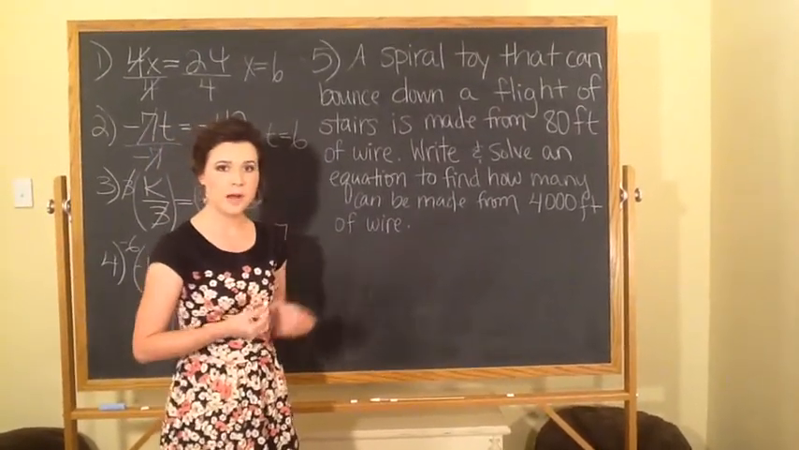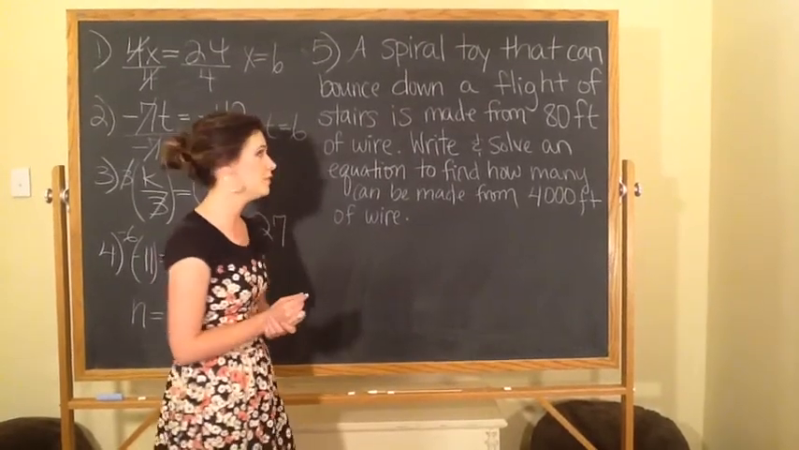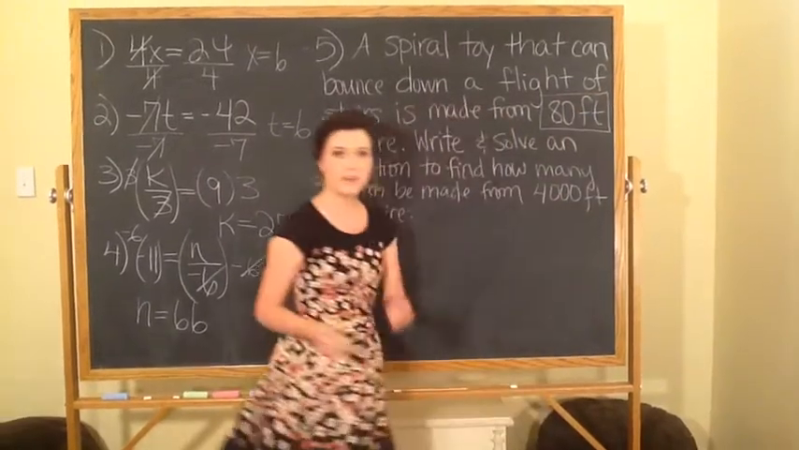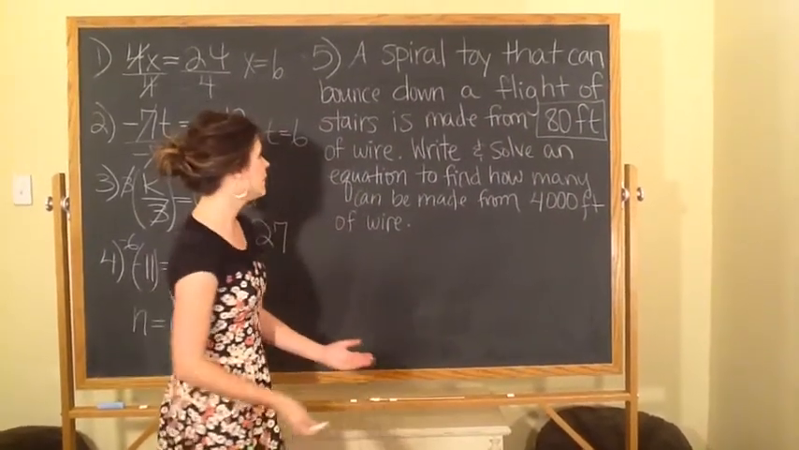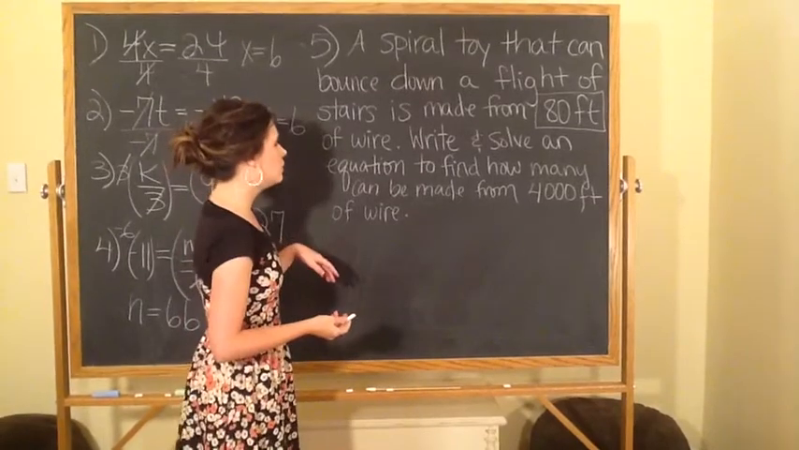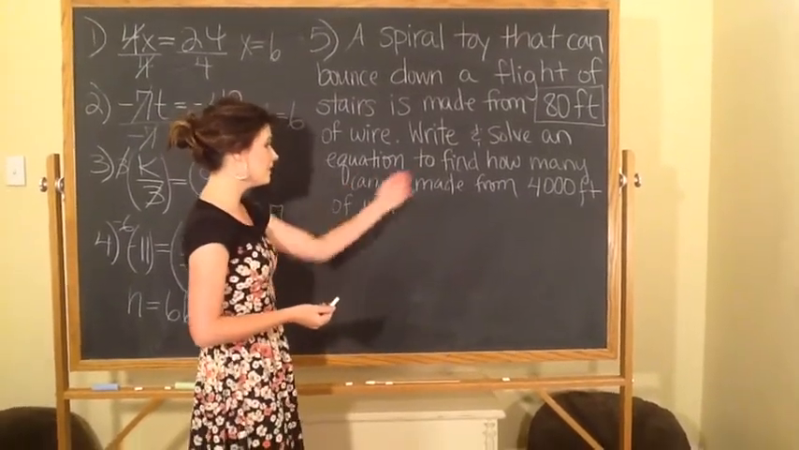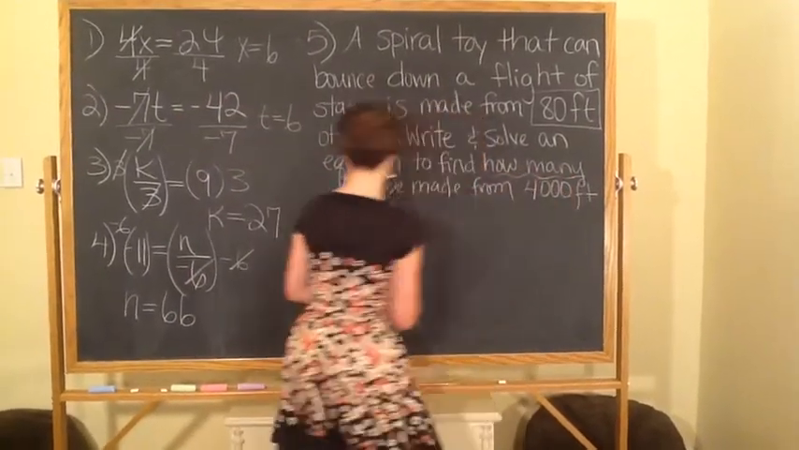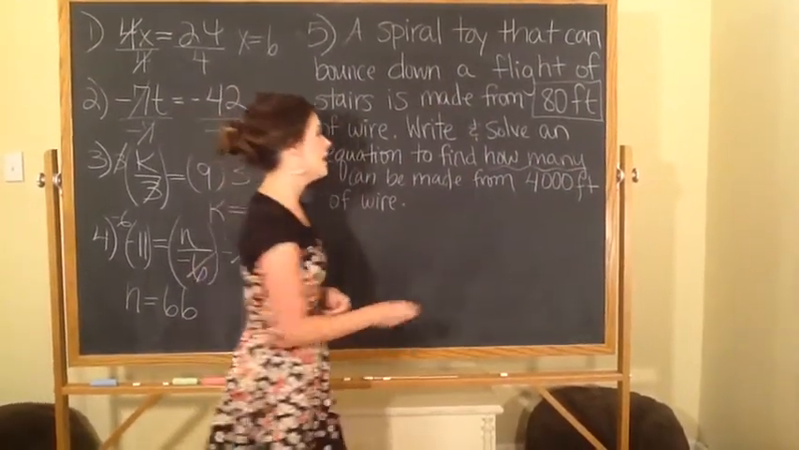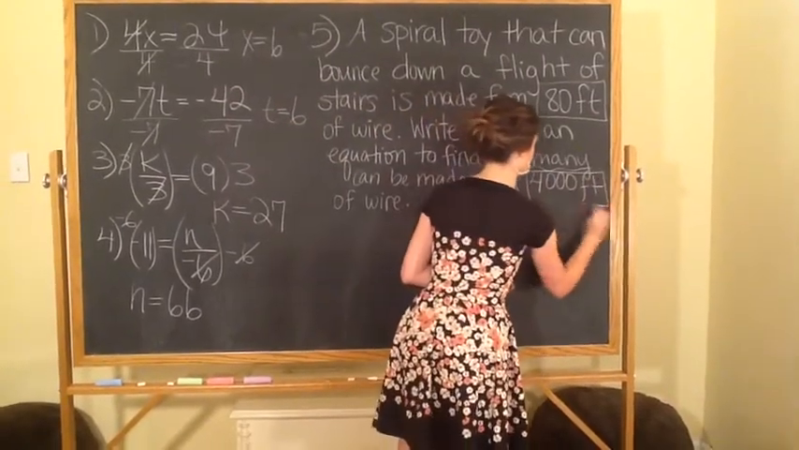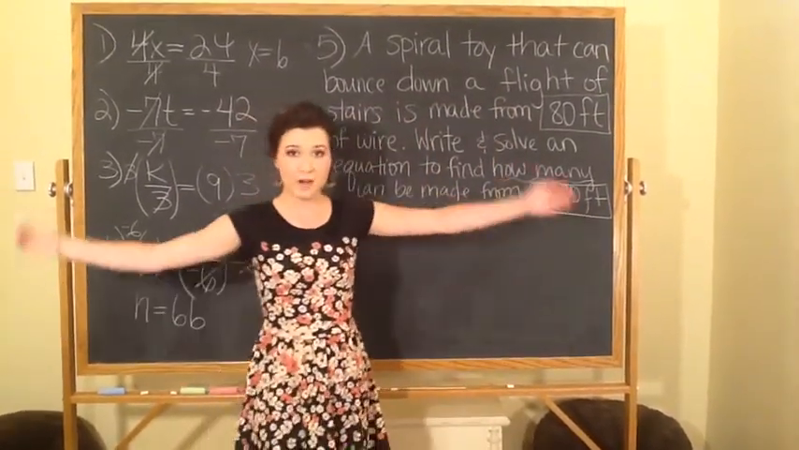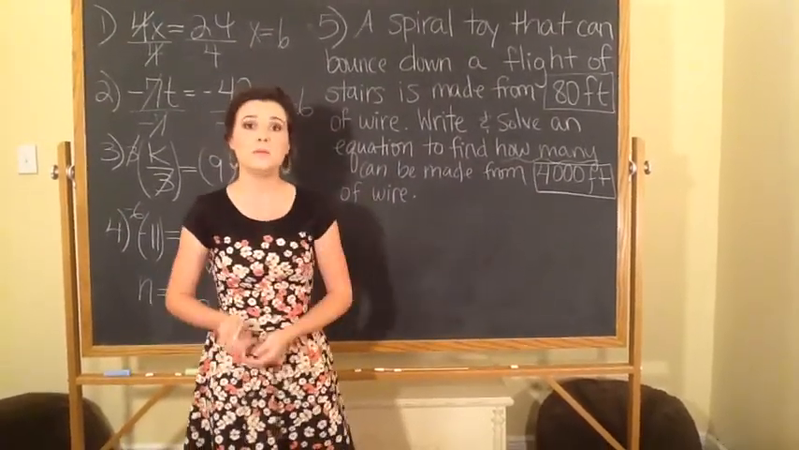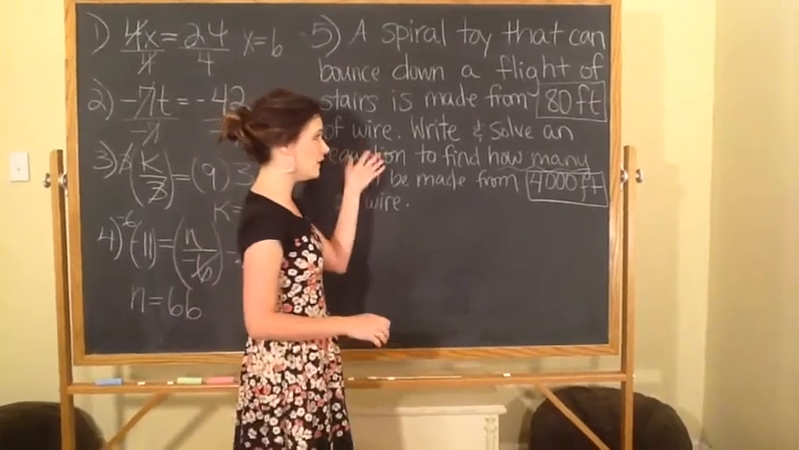So, I read the problem, and now I need to kind of pick out my important information. The first thing I realize is that each toy is made out of 80 feet. So, 80 feet each. So, then I also realized that they want us to figure out how many, so we're trying to find how many can be made from 4,000 feet of wire. So we're given 4,000, so we have our big number, and we're going to be splitting it up into 80 feet each. And that will tell us how many toys we can make.